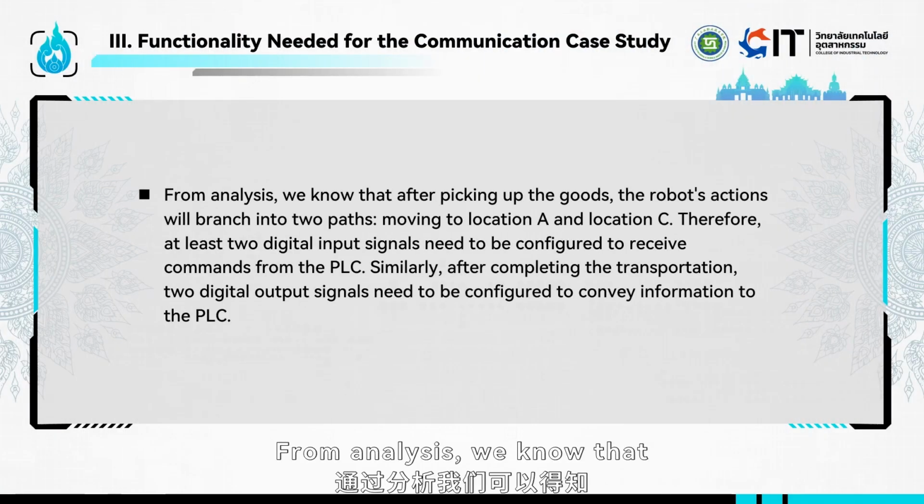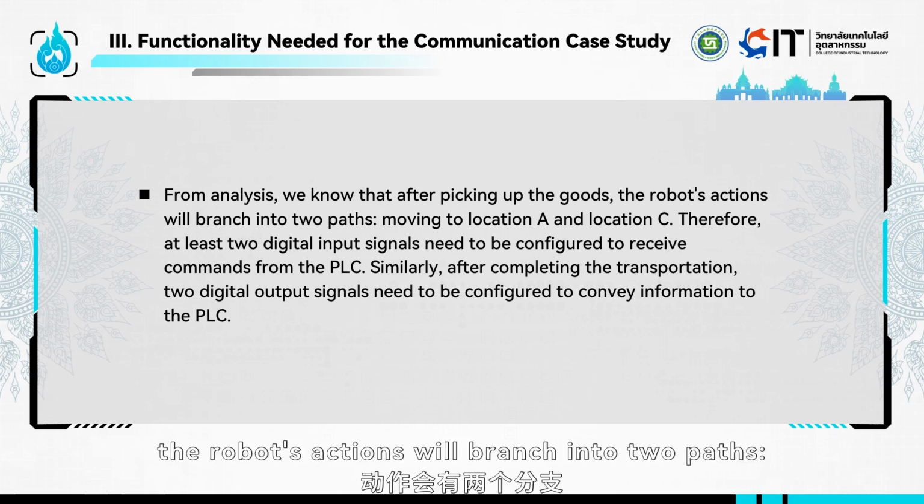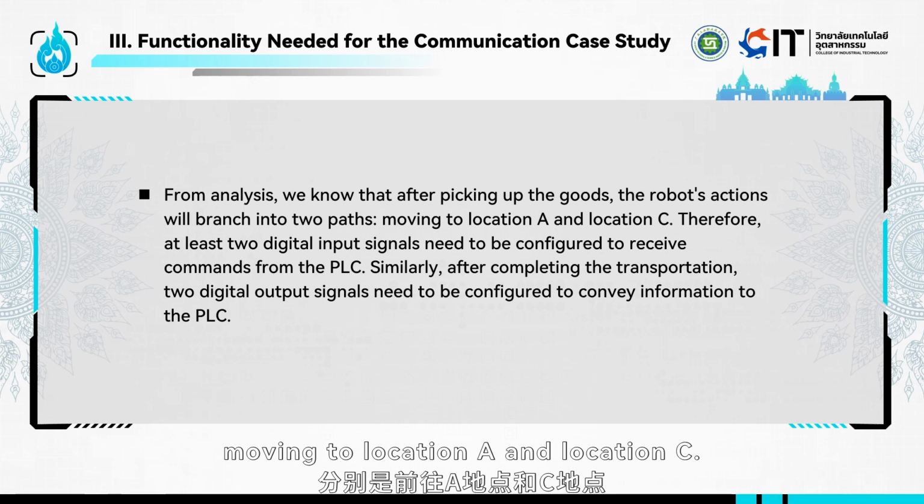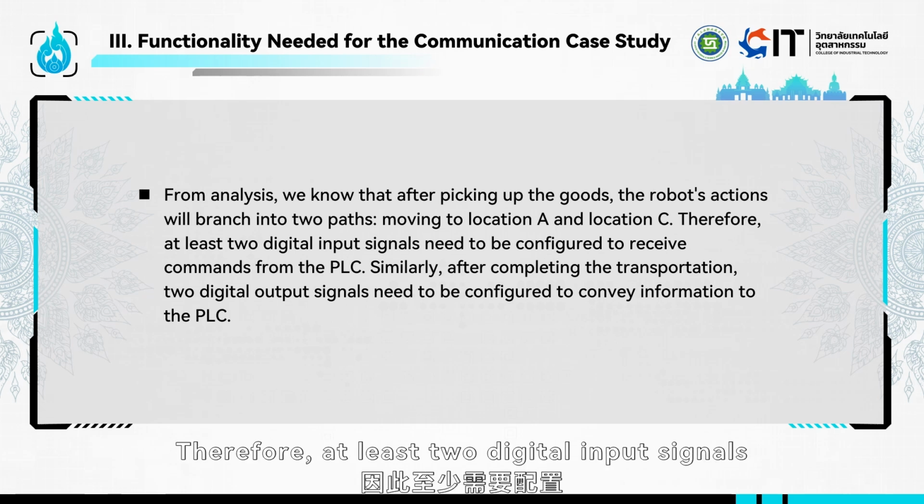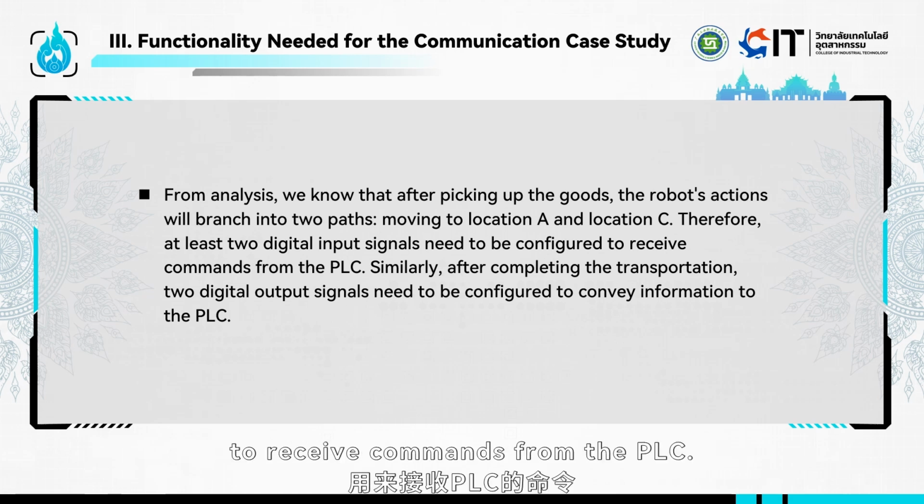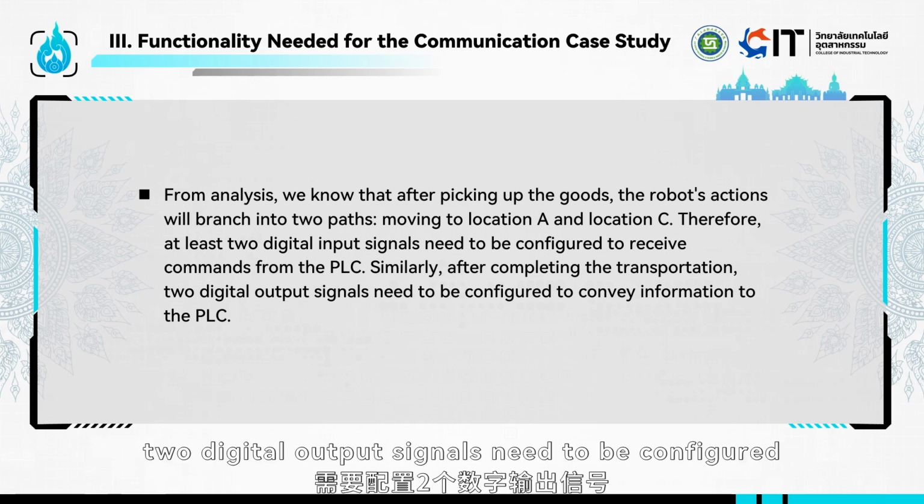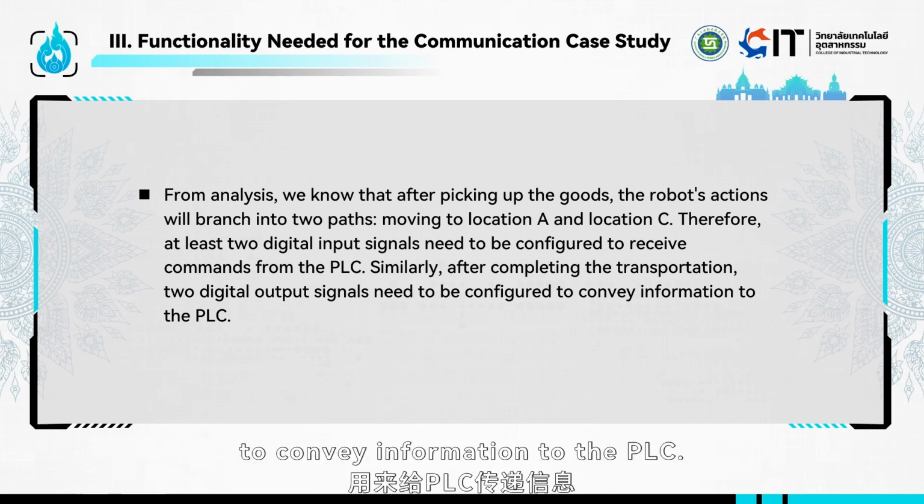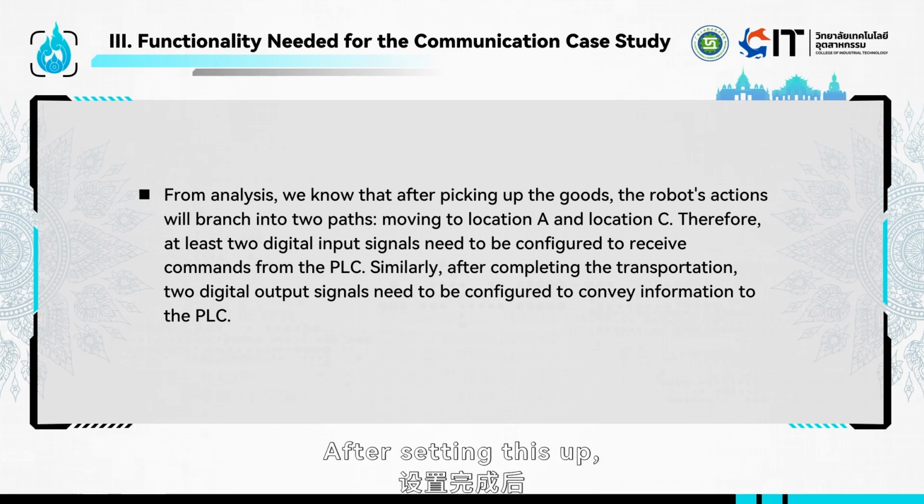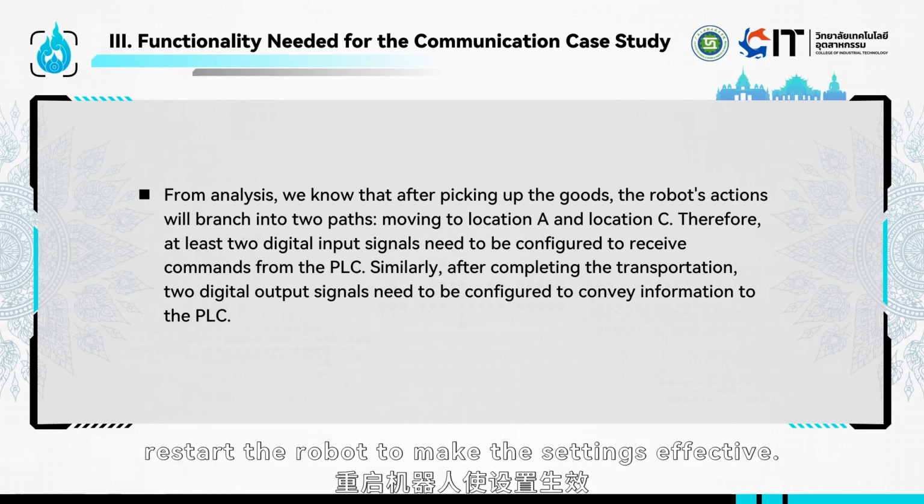From analysis, we know that after picking up the goods, the robot's actions will branch into 2 paths, moving to location A and location C. Therefore, at least 2 digital input signals need to be configured to receive commands from the PLC. Similarly, after completing the transportation, 2 digital output signals need to be configured to convey information to the PLC. After setting this up, restart the robot to make the settings effective.